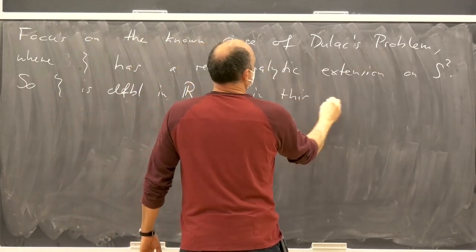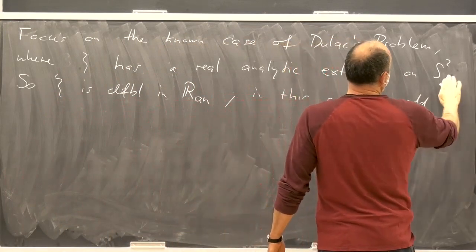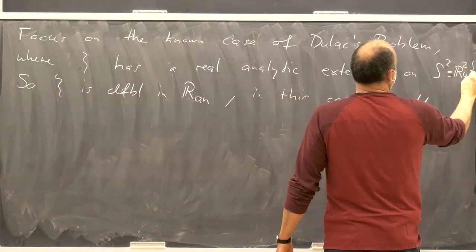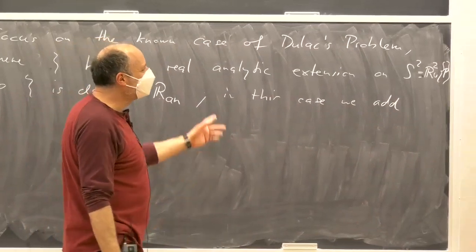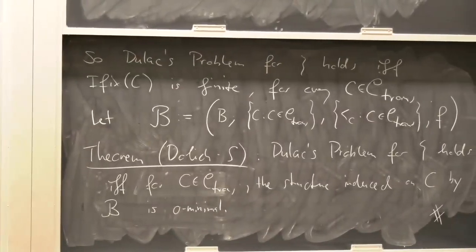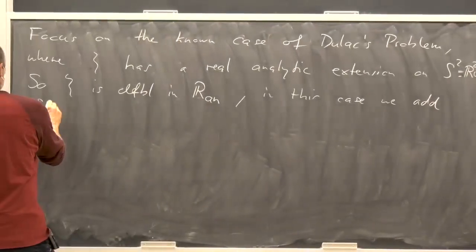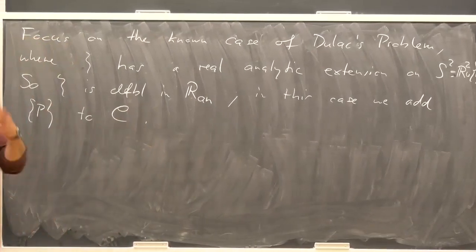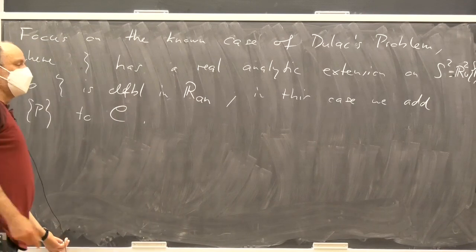So in this case, S2 I'm just going to consider as R2 together with the pole at the North Pole, P. One point there. I don't want to call it infinity because I used the infinity here as the singular set, coding the singular points. So in this case, we just add the singleton P to C. Whether it's tangent or transverse depends on the vector field. Everything else stays the same.